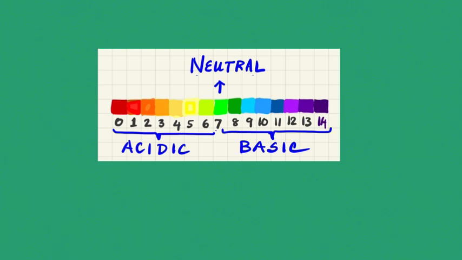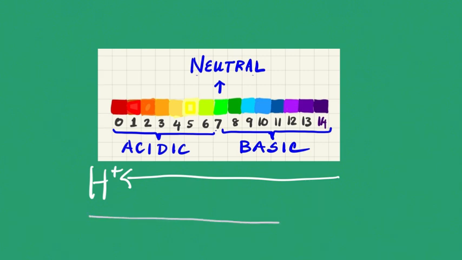So what exactly determines if a solution is acidic or basic? That would depend upon the number of free hydrogen ions or H plus ions. So the more acidic a solution is, the greater the number of H plus ions. Similarly, if a solution is more basic, it will have a greater number of hydroxide ions.